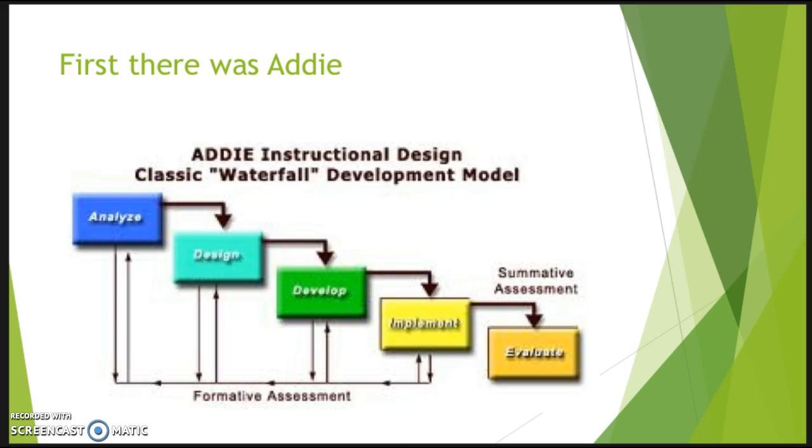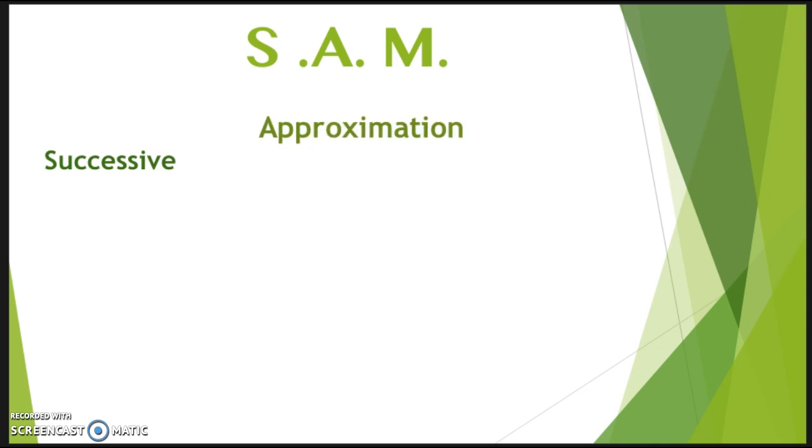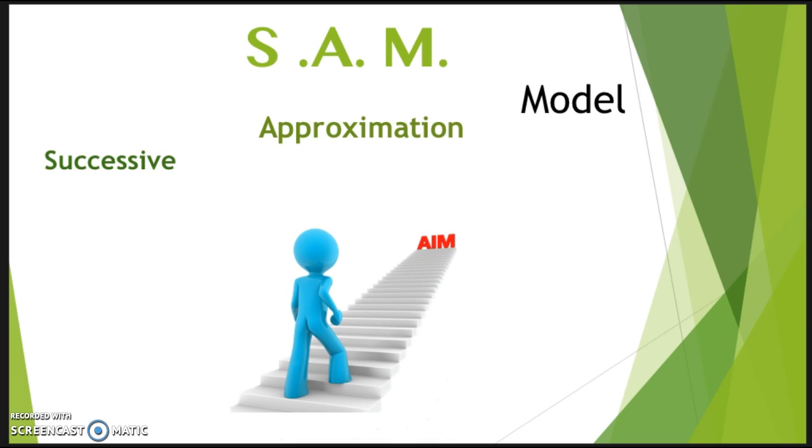Enter SAM. SAM, or the successive approximation model, is a more interactive model. Using SAM, designers can address issues as they arise, because the cycle is shorter and is designed to be redesigned. Each cycle gets one step closer to the desired outcome because it's continually being assessed along the way. There isn't a lag in time from beginning the process to implementation, so reaching that ultimate goal can take less time and require less effort.